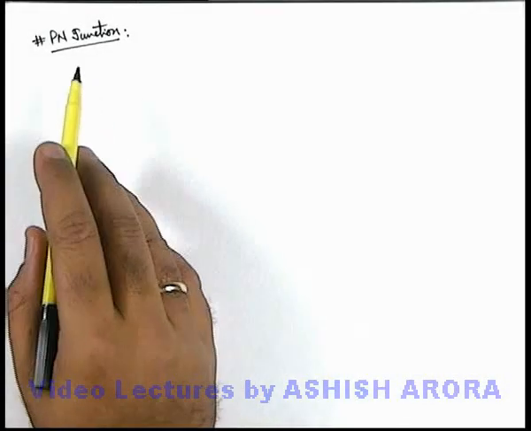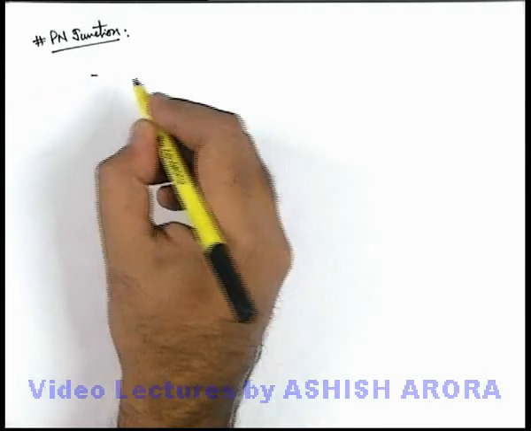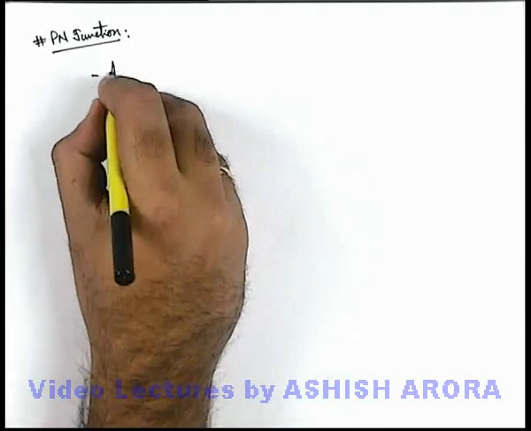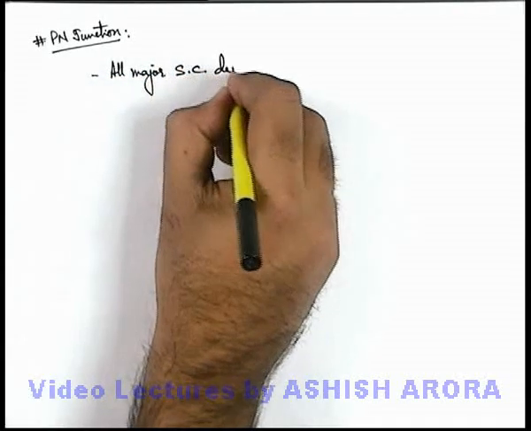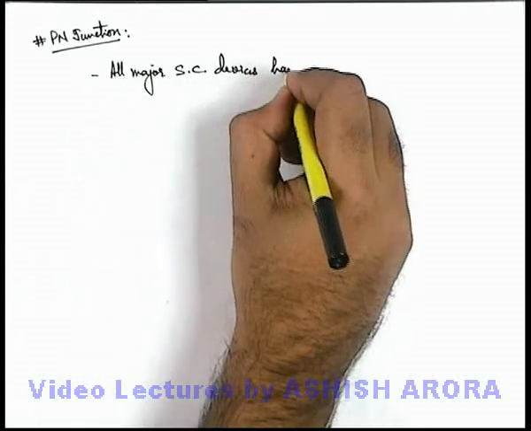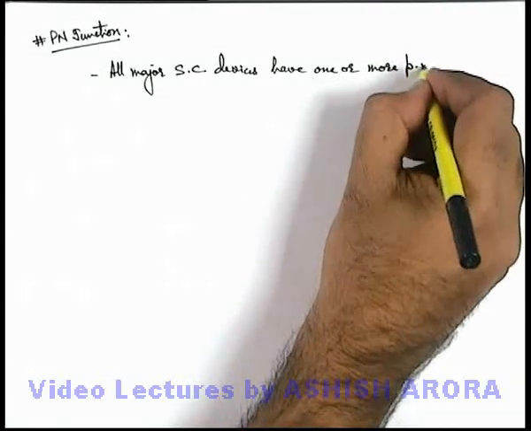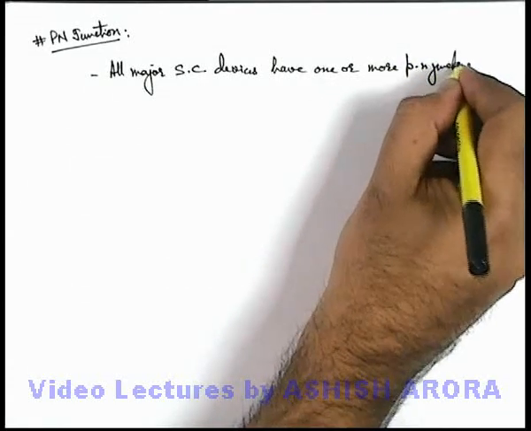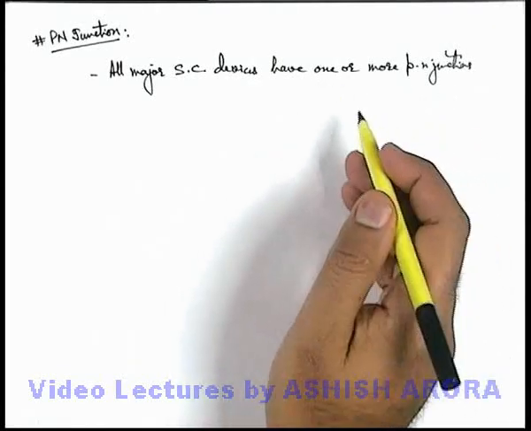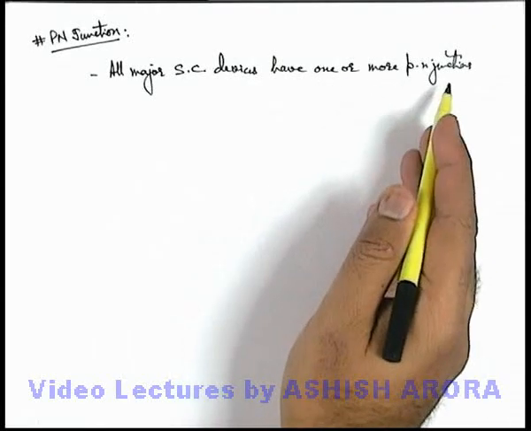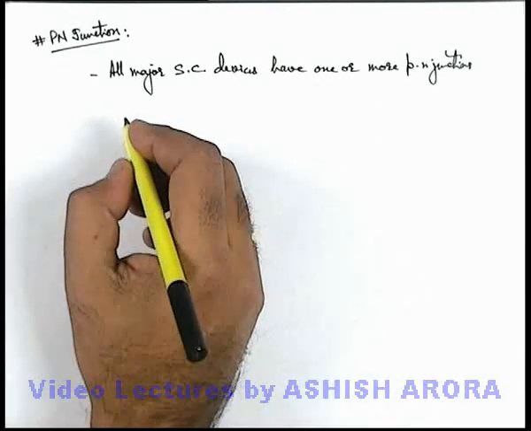Let's discuss the PN junction. About the PN junction, the most important thing which all of you should keep in mind is that all major semiconductor devices have one or more PN junctions. Almost in all semiconductor devices, there are PN junctions which efficiently govern the flow of charge carriers. How it happens, we'll discuss in detail.